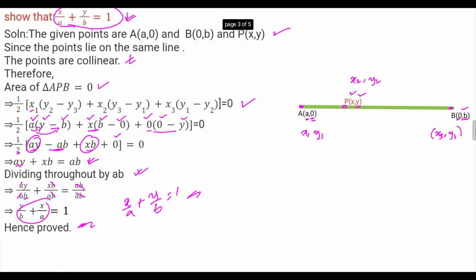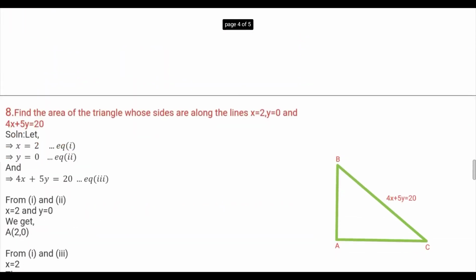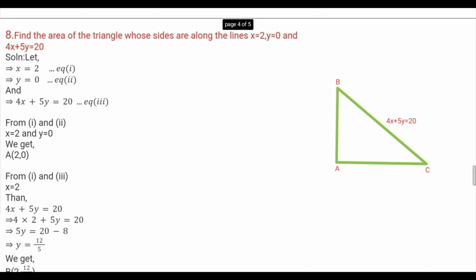All right, let's do question number 8. Find the area of the triangle whose sides are along the lines x equals 2, y equals 0, and 4x plus 5y equals 20. So if they've given us an equation here, we can always equate them to find all the vertices of the triangle, because when you look here, we don't know even one vertex properly, right? So I'm just writing A, B, and C. So first thing we have to try to find out the coordinates, right? So we can always use the given equations 1, 2, and 3, and by solving each one of them, we can get all the coordinates. Right? So now first thing, we're going to use equation 1 and 2, right?